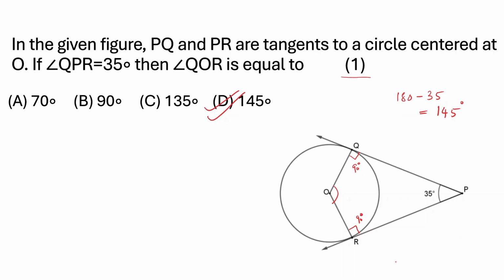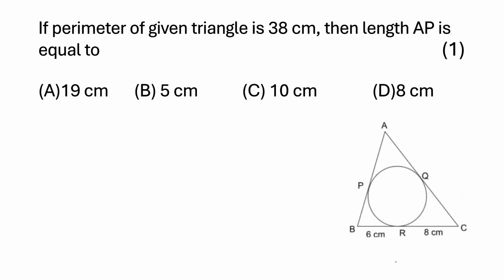This is a 1-mark question. Let's move to the second question. If the perimeter of the given triangle is 38 centimeters, then length AP is equal to? Here the circle is inside the triangle, and P is an external point. BR and BP are tangents to the circle from the same point, so BP is also 6 centimeters. And CR is 8 centimeters, so definitely CQ will be 8 centimeters. We have to find the length of AP.